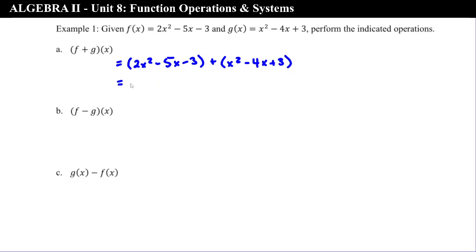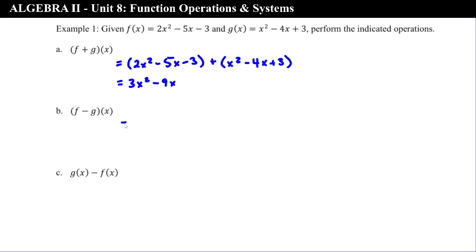So now all we have to do is combine our like terms. So 2x squared plus x squared gives us 3x squared. Negative 5x minus 4x gives us negative 9x. And then negative 3 plus a positive 3 gives us 0. So that's all we're left with.